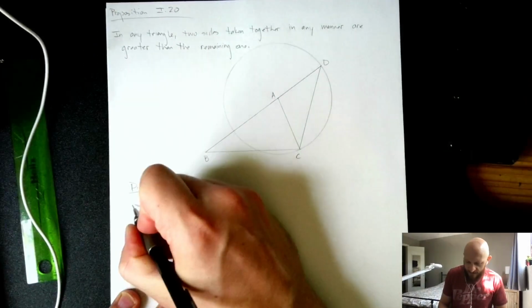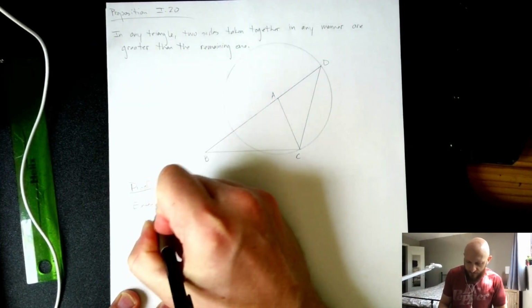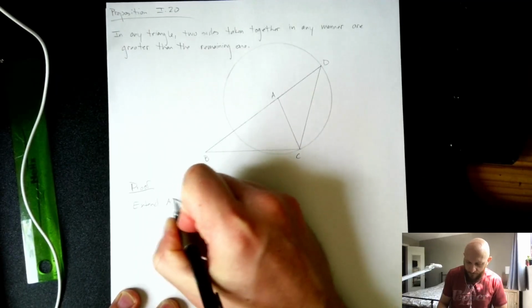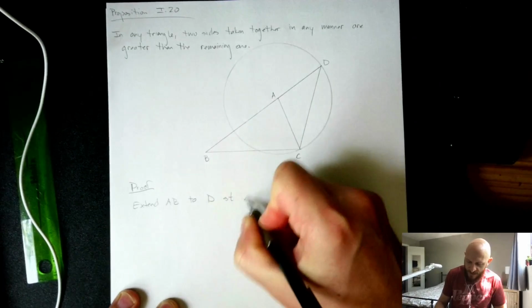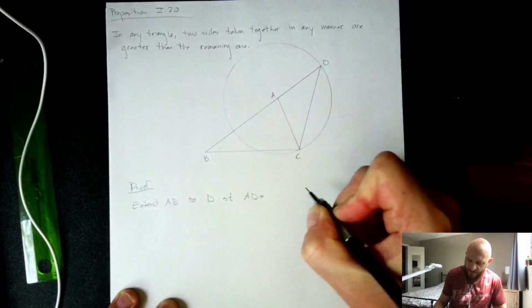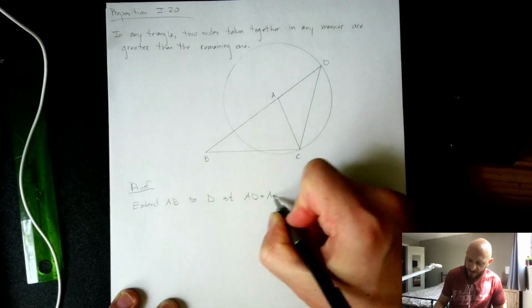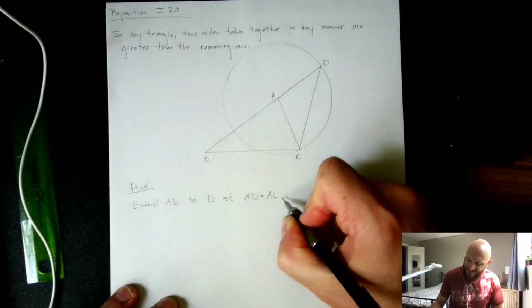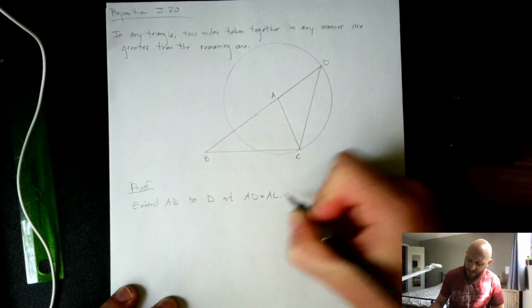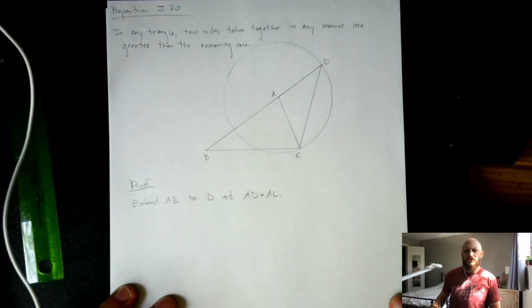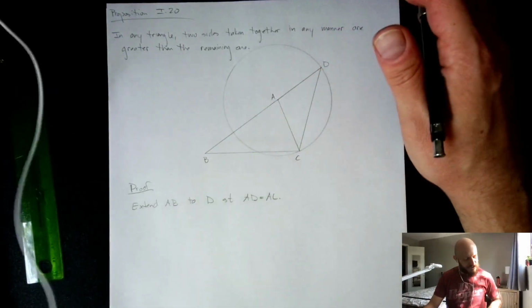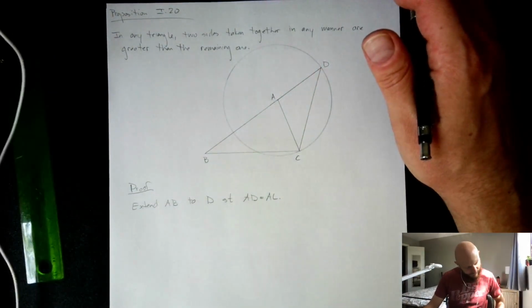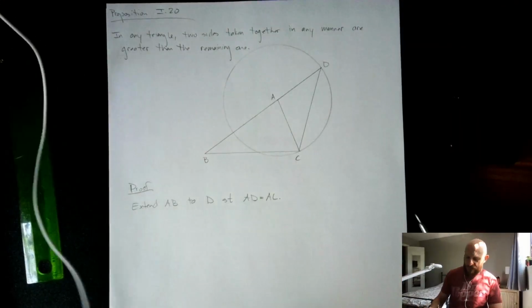So extend AB to D such that AD is equal to AC. And again, maybe I shouldn't write on here since I don't know for sure. I'm pretty sure it's postulate 2 and proposition 3 that allow us to do that, but it's not justified in here. It's just sort of stated.